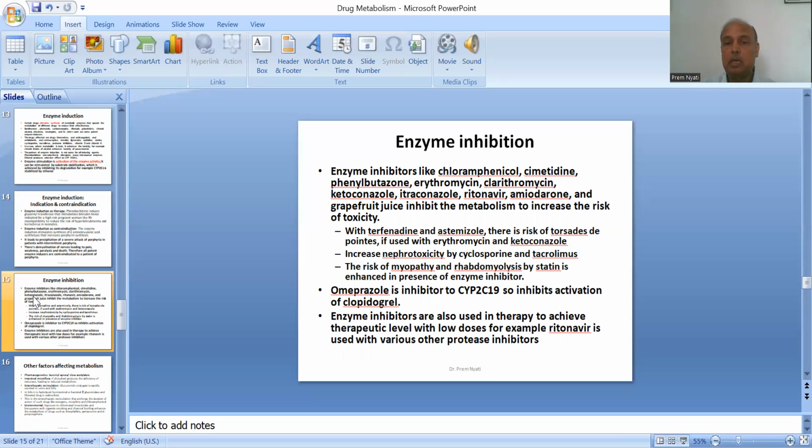Enzyme inhibitors are also used in therapy to achieve therapeutic level with low doses. For example, ritonavir is used with various other protease inhibitors. So co-formulation of a protease inhibitor with ritonavir is based on the fact that a higher therapeutic level could be achieved with low doses.